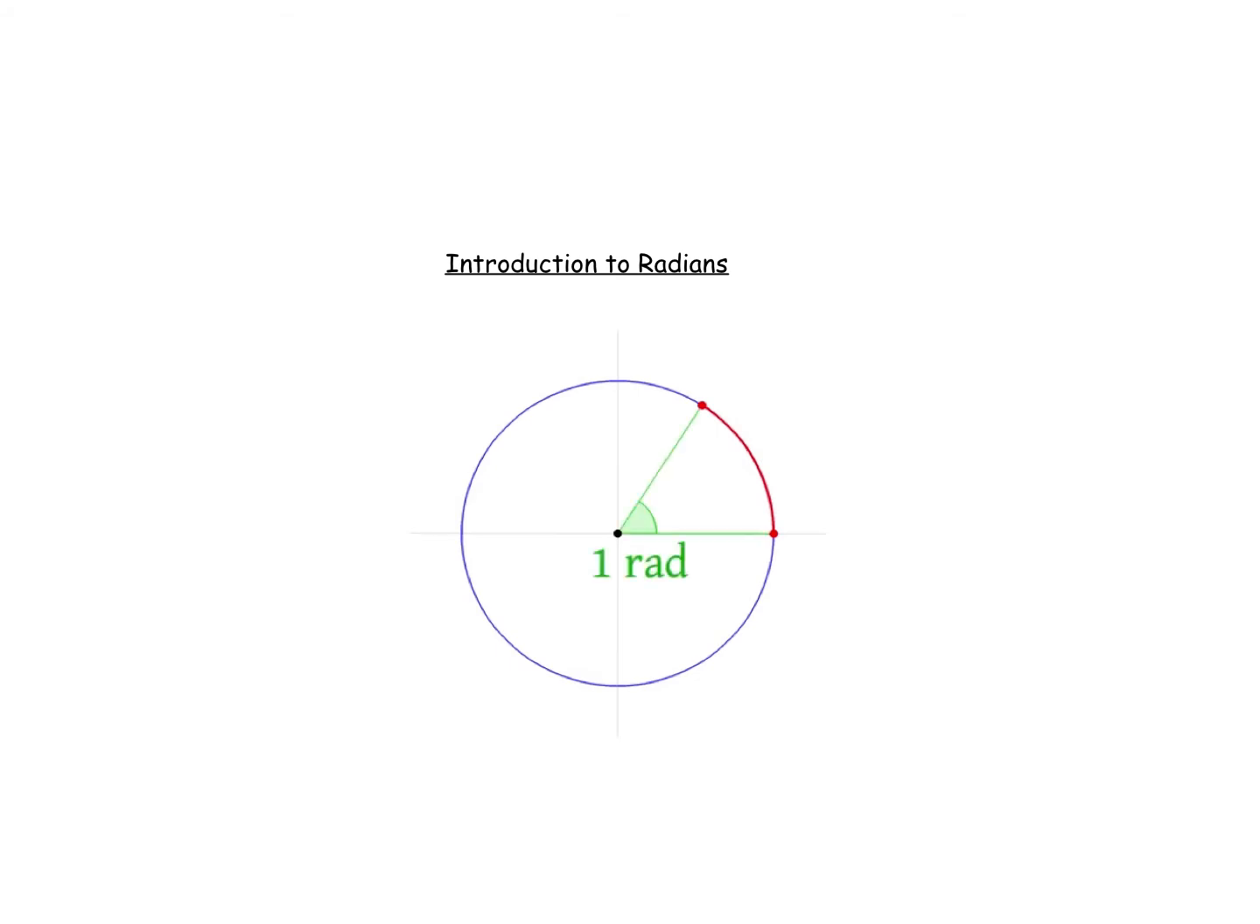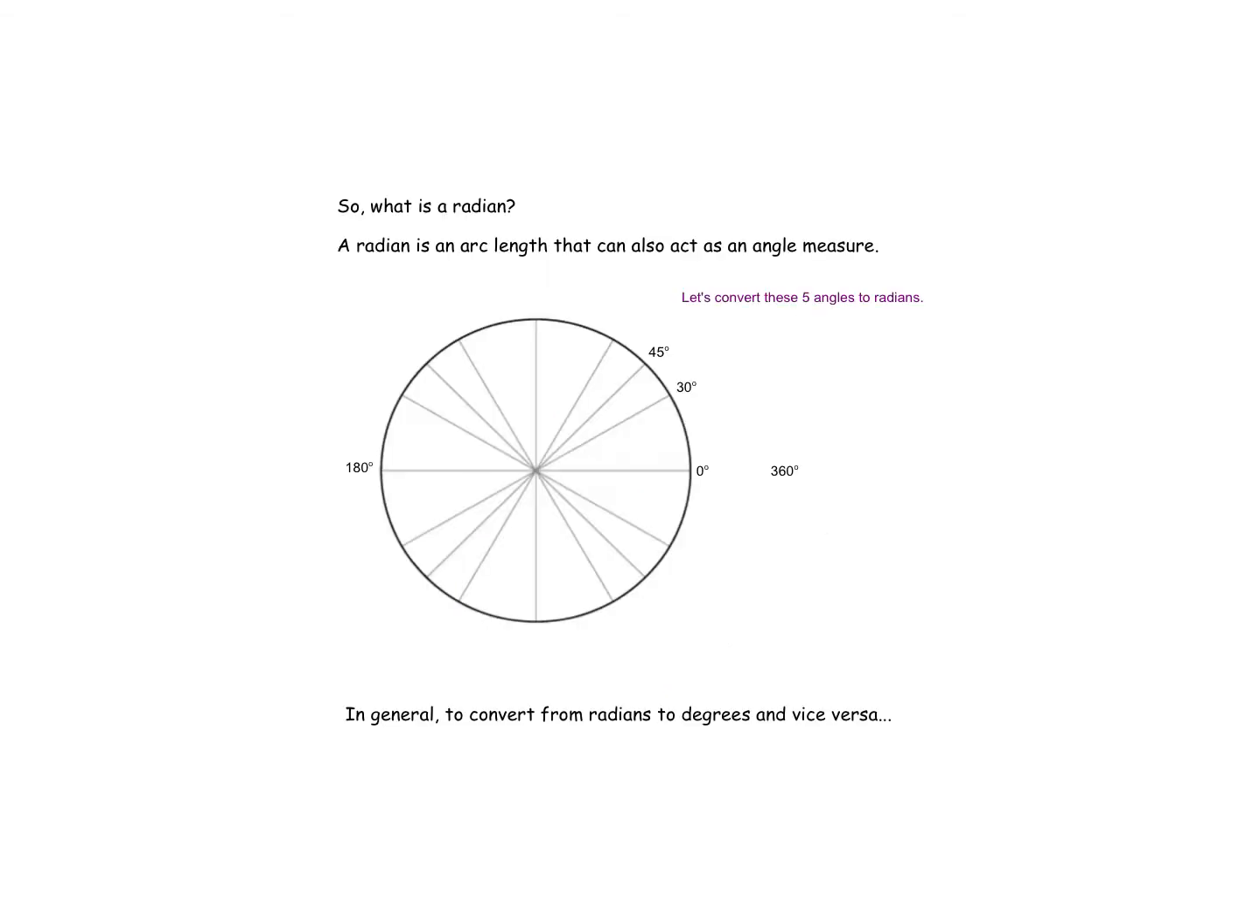Okay. So we'll talk about what a radian is, how to convert, and then that'll kind of be it. And then the next unit, we'll talk about radians on the unit circle itself. All right. So what is a radian? Well, a radian is an arc length that can also act as an angle measure. So a lot of times as you get further along in math, you don't say 90 degrees, you say that in radians instead. So a couple of these we already know just based on the animation that we looked at, but we'll do a little bit more.